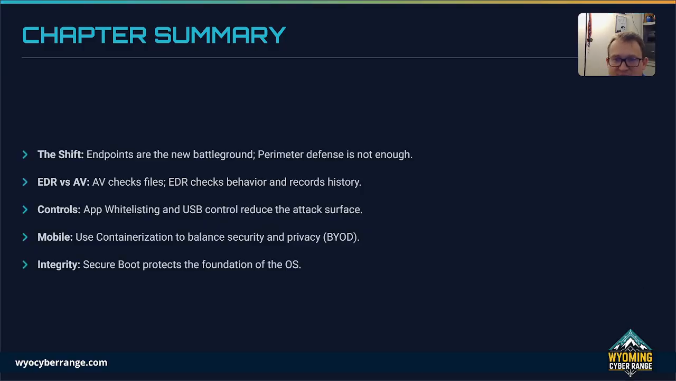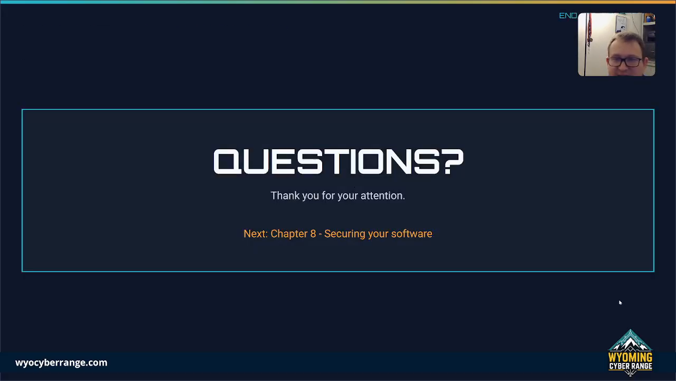All right, to wrap up chapter 7, we talked about the shift where endpoints are now the new battleground because the perimeter has been dissolved. We talked a little bit about reducing our attack surface by doing app whitelisting and USB controls. We talked about using containerization on our mobile devices, for the balance of security and privacy for things like BYOD, bring your own device. And then we talked about making sure that we use Secure Boot and UEFI to help protect the foundation of the OS itself. Now, that's the end of chapter 7.